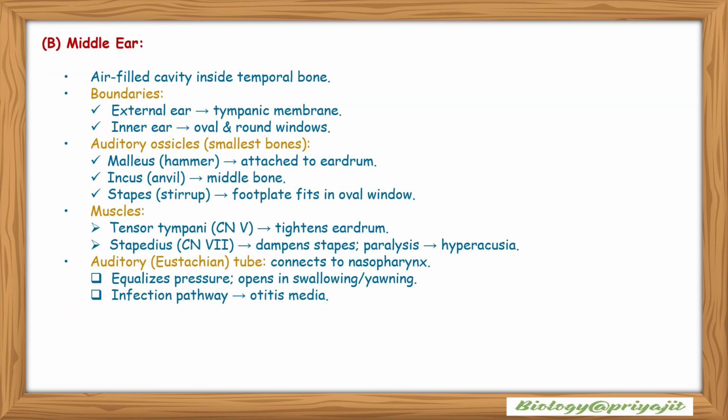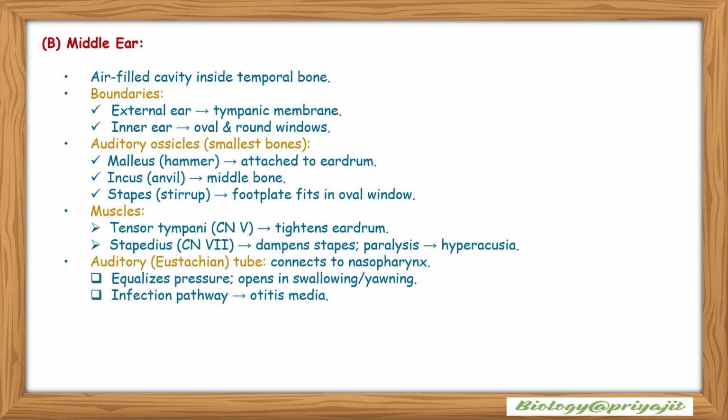The middle ear is an air-filled cavity within the temporal bone. It is bordered by the eardrum on the outside and the oval and round windows on the inside. Inside the cavity there are three tiny bones called the auditory ossicles, which are the smallest bones in the body.